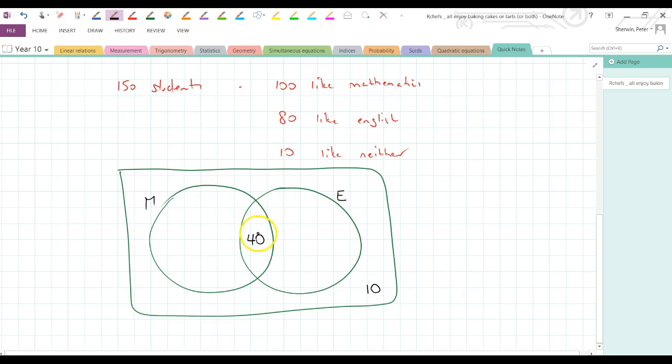Now I fill out. 100 minus 40 gives me 60. 80 minus 40 gives me 40. Now if I add up all these numbers, 60 plus 40 plus 40, so 140, plus 10, 150. There's my 150 students. There's how they're distributed.